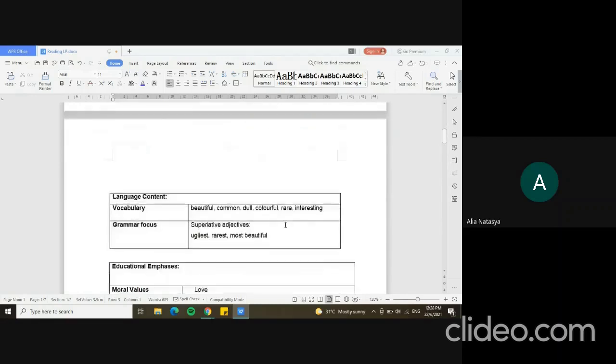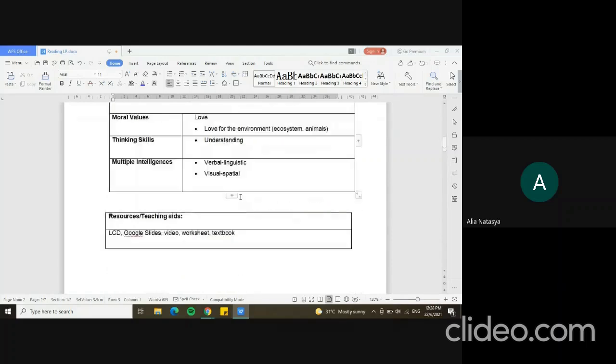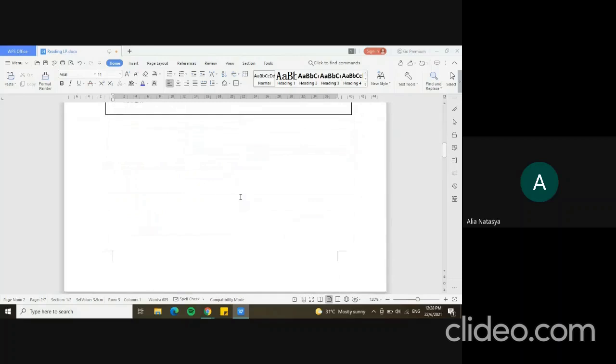So we will start by looking at the language content. So these are the language content, with the vocabulary being beautiful, common, dull, colorful, rare, and interesting. So as we can see, all these vocabulary are adjectives. So these adjectives are applicable for describing animals, with the grammar focus being superlative adjectives: ugliest, rarest, and most beautiful. And these are the educational emphases. Okay, so we will go straight to the lesson plan.